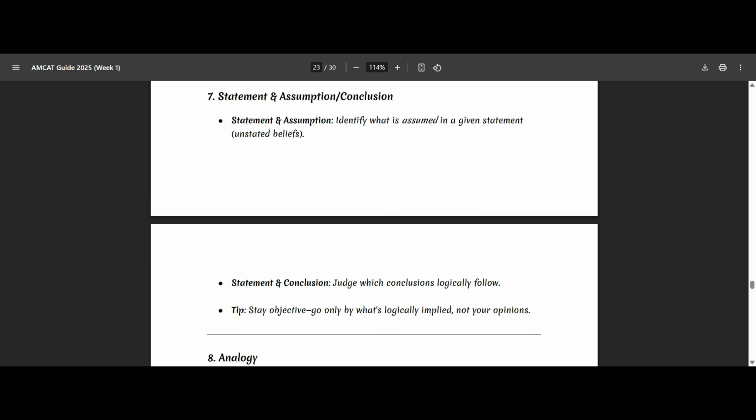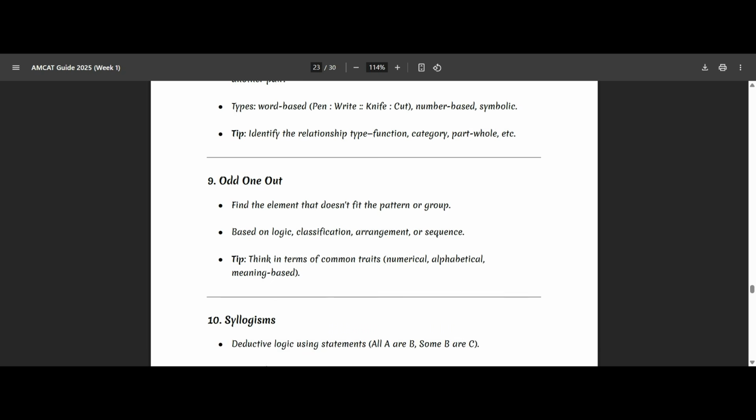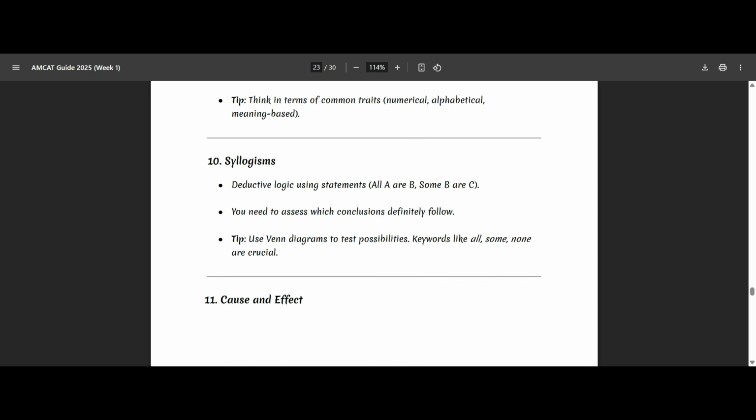Now, statement and assumption or conclusion. In statement and assumption, you identify what is assumed in a given statement. And in statement and conclusion, you judge which conclusions logically follow. Analogy: find the relationship between two elements and apply the same logic to another pair. Odd one out: find the element that doesn't fit the pattern or group based on logic, classification, arrangement, or sequence. And we have syllogisms, deductive logic using statements. You need to assess which conclusions follow.